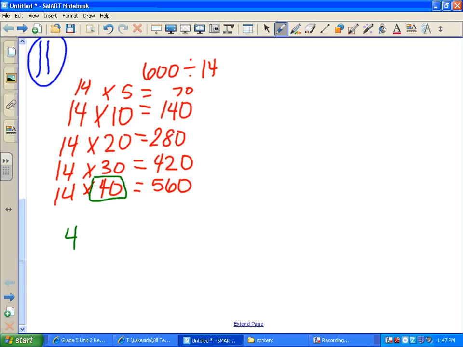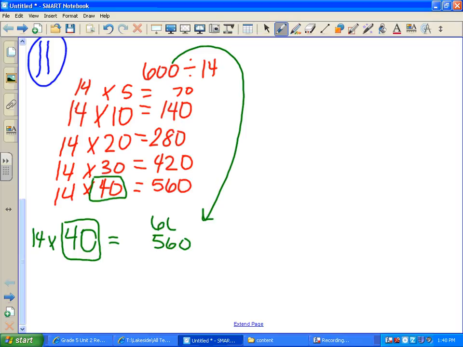So I rewrite. 14 times 40. And what did I get? 560. I boxed it in. I'm going to box it in again. What do I bring down to subtract? 600. I subtract. Oh, don't let those zeros scare you.